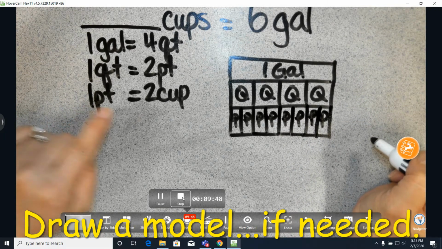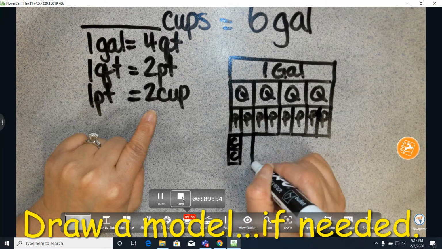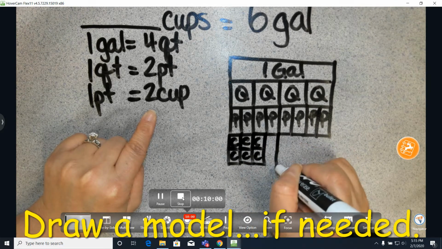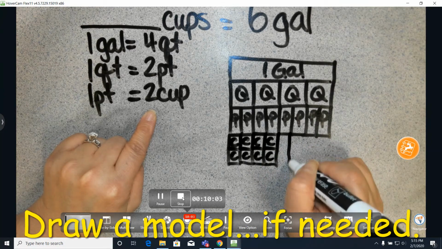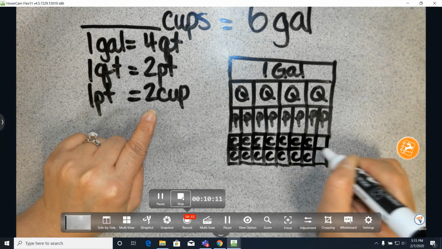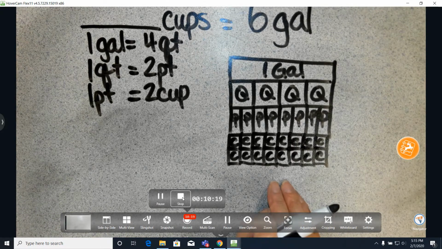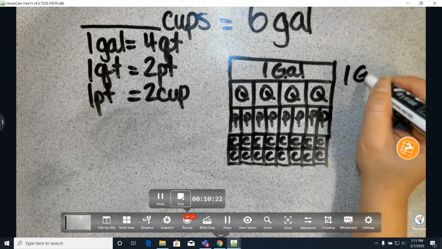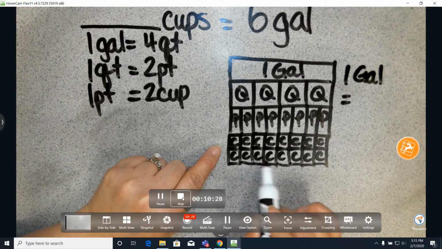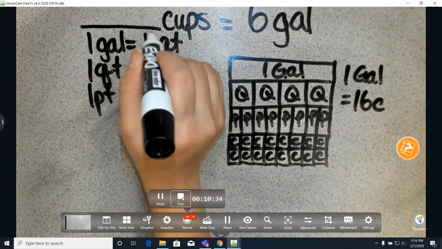And they say 1 pint equals 2 cups. So here's my 1 pint, and I'm going to cut it this way to show 2 cups. Okay, which means this pint will also equal 2 cups. And I keep on doing this until I'm done with my picture. From this one drawing alone, I can conclude that 1 gallon actually equals 2, 4, 6, 8, 10, 12, 14, 16 cups. And if you don't believe me, you can go back here, okay?